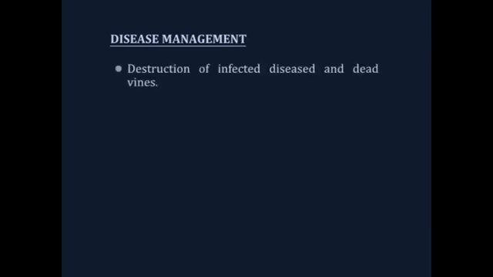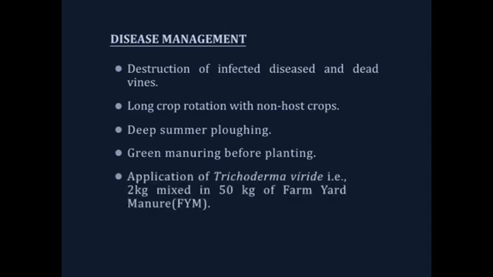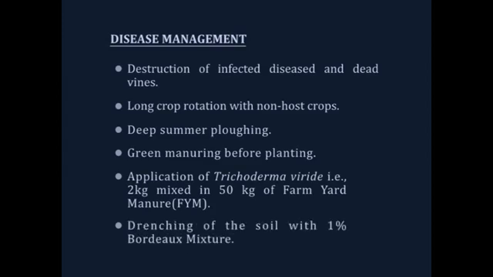Next, let's see about the management. Destruction of infected, diseased and dead vines. Long crop rotation with non-host crops. Deep summer plowing. Green manuring before planting. Application of Trichoderma viride, that is 2 kg mixed in 50 kg of farmyard manure. Drenching of the soil with 1% Bordeaux mixture. This is about the management of the disease.